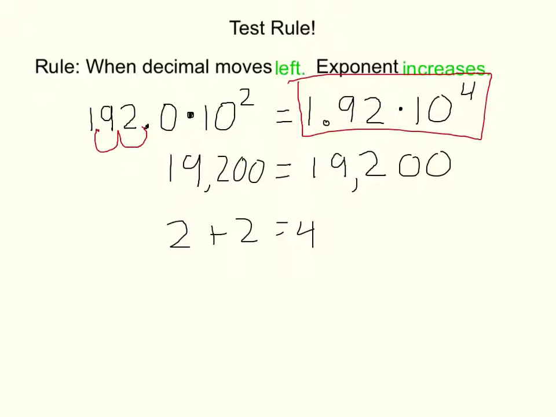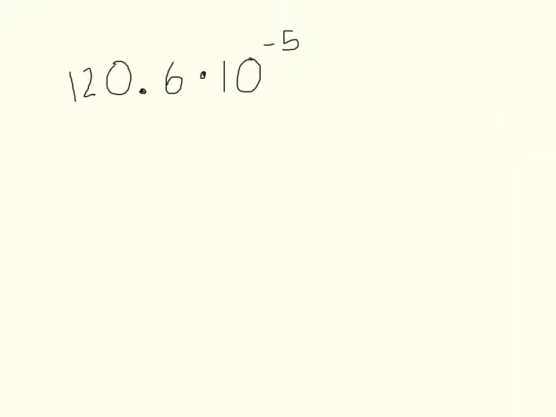So now let's use this rule when our exponent is negative. Let's start adjusting this in scientific notation. When we move our decimal, we'll get it to look like this. We're also going to multiply that by a base 10. We're trying to figure out our exponent now.